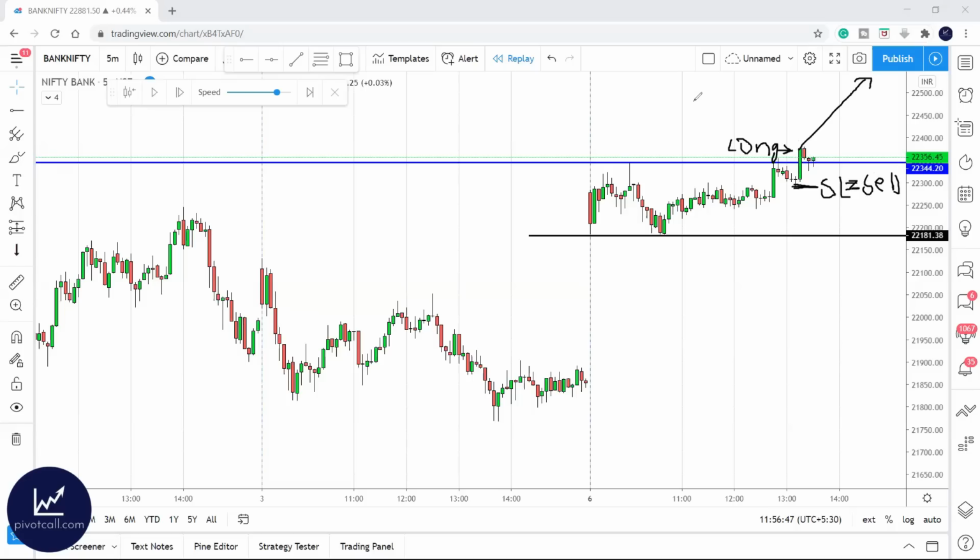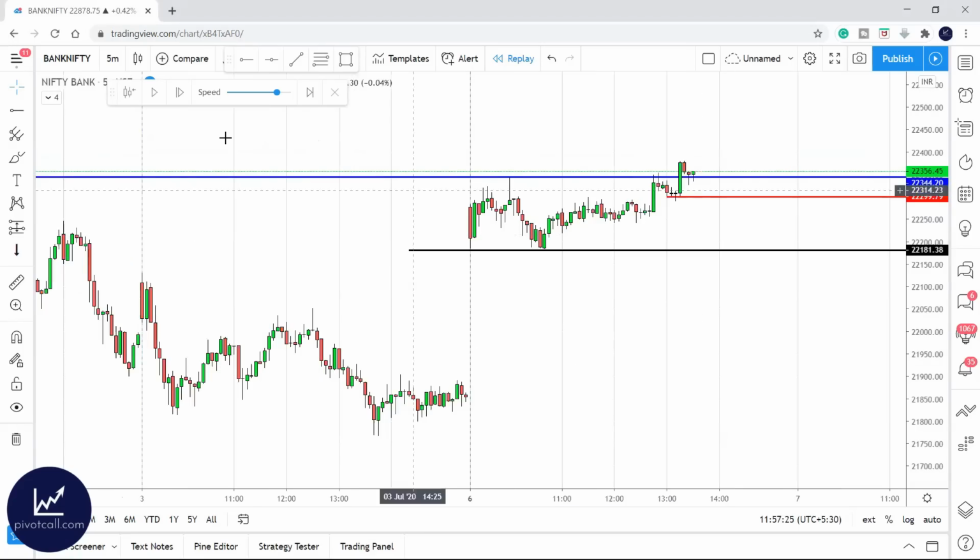So there is a big sell order here below this candle. There is where the liquidity is. There is a sell order below this breakout candle. I'll mark another line here. That is where people have their stop loss. That is where the sell orders are. Okay, remember this line. Let us see what happened after that.